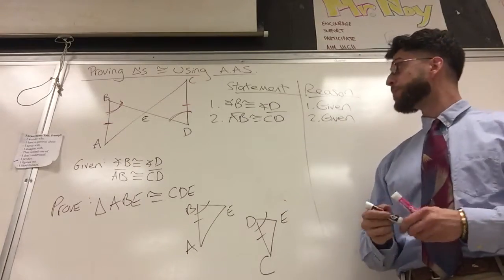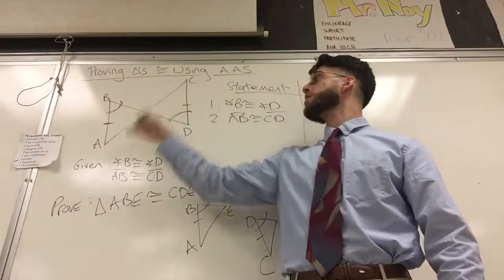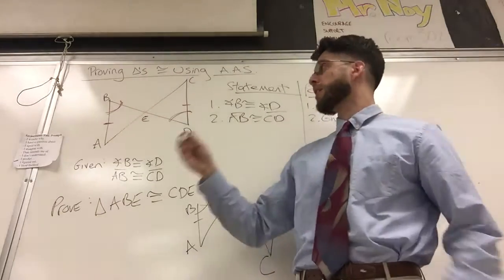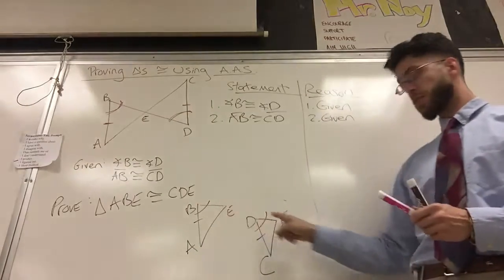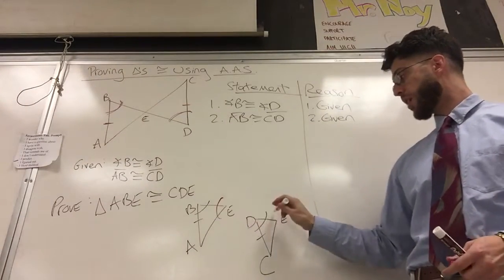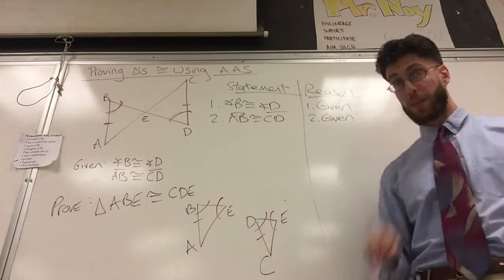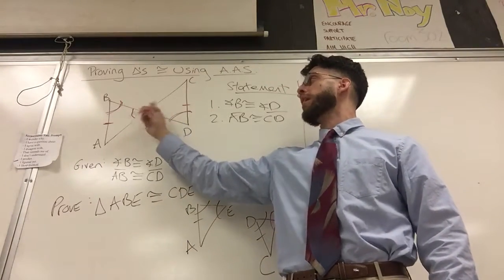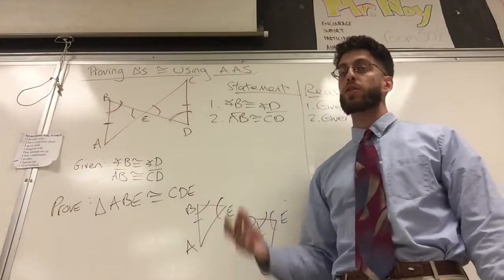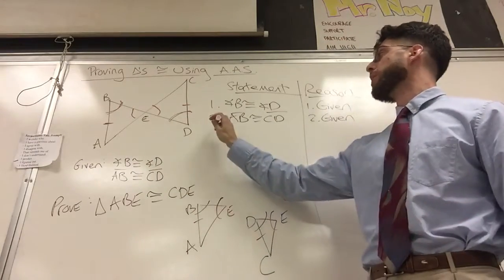Well, check this out. You see those lines intersecting like that? That's a clue. You see how E matches up with E? You see how E is the same as E? This angle and this angle have to be the same. Have to. This part of E and this part of E have to be the same. Those are vertical angles. You should know that. That's got to jump out at you.